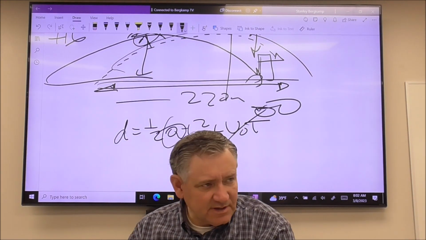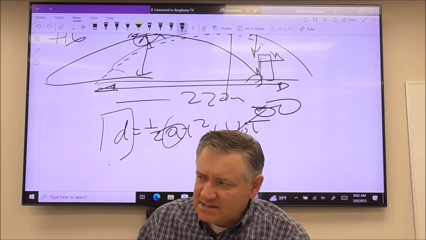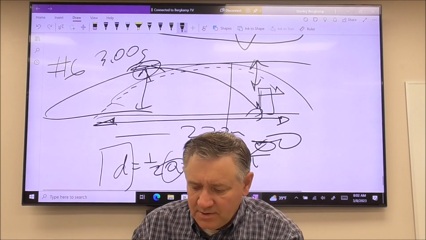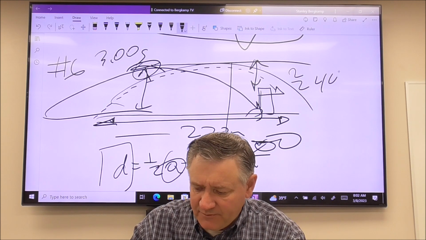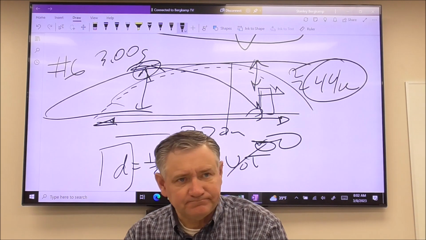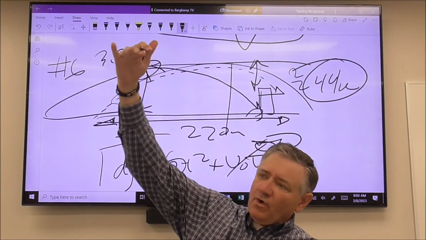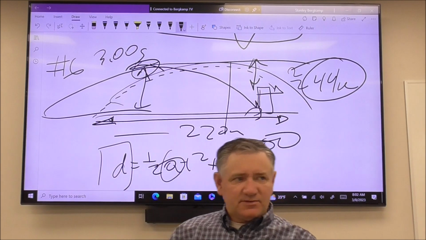I know my acceleration. Now, the distance is what you have to think through. Your maximum height is about 44 meters. But it's not going to fall all the way from 44 meters down to the ground.